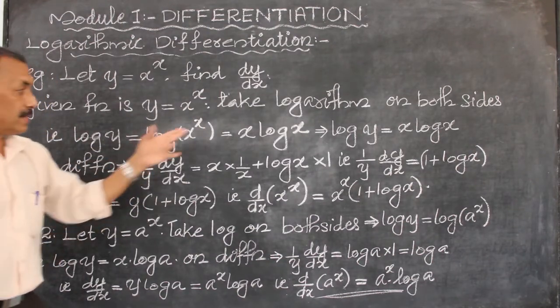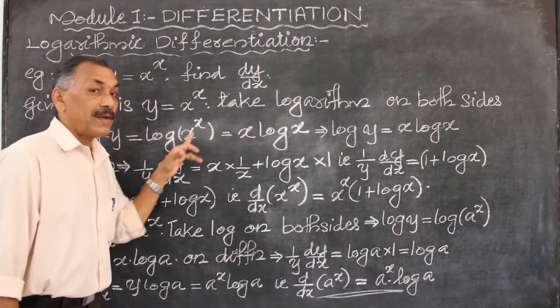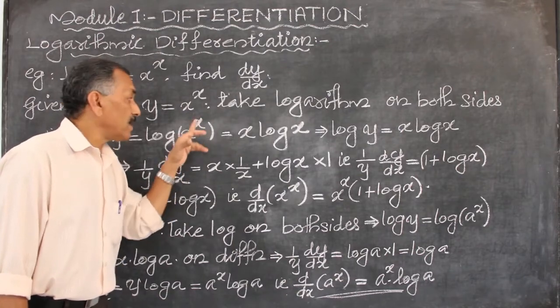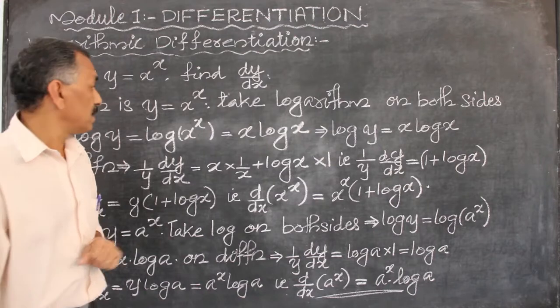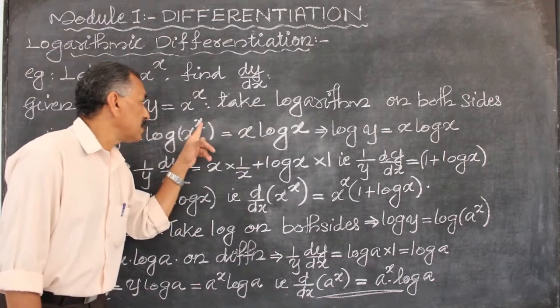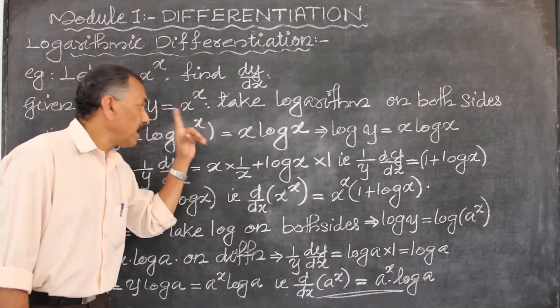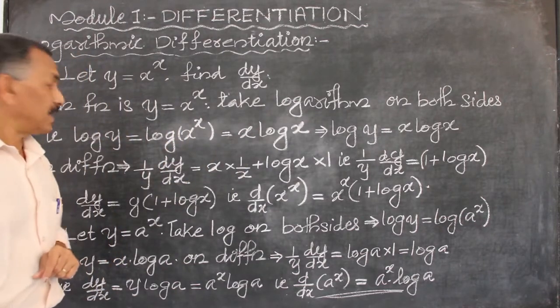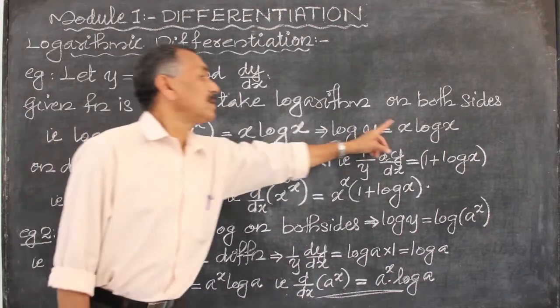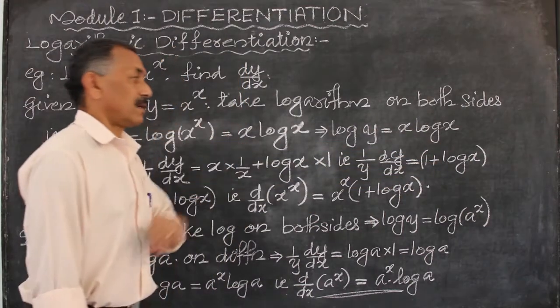Log y is equal to log of x raised to x. What is log of a raised to m? Log of a raised to m is equal to m into log a. So log of x raised to x is equal to x into log x. That is, log y is equal to x log x.